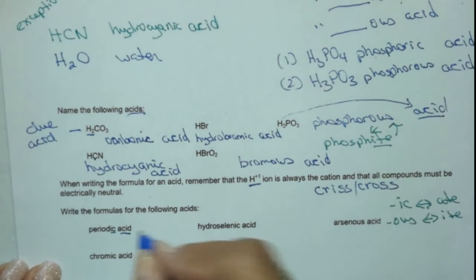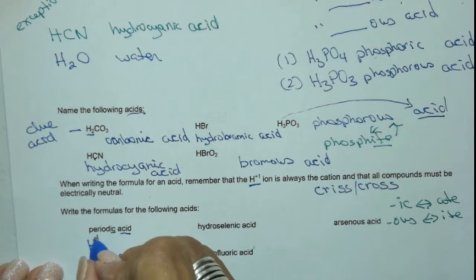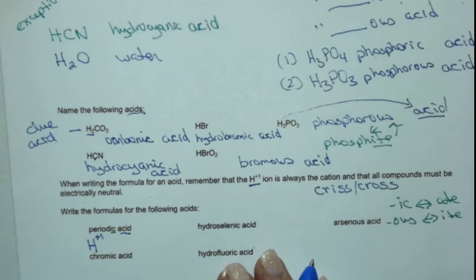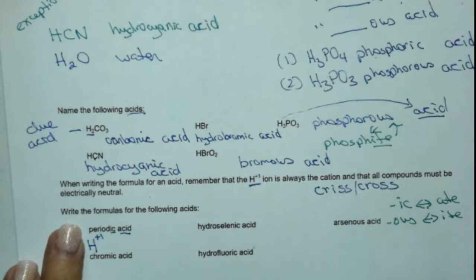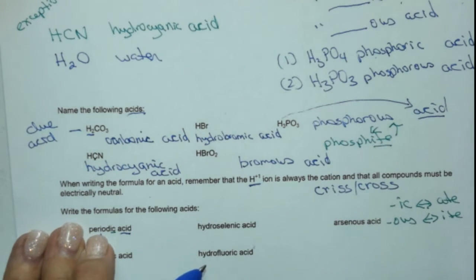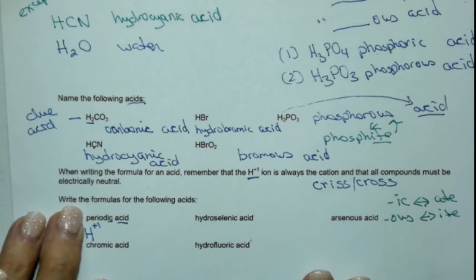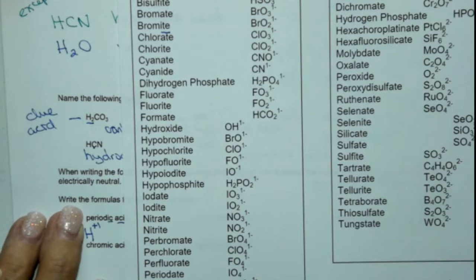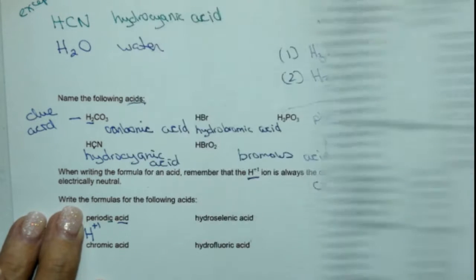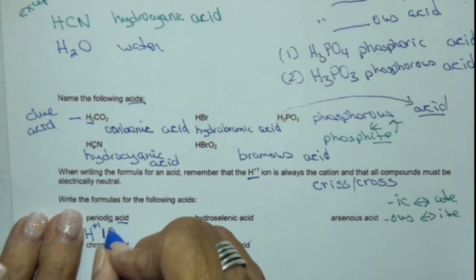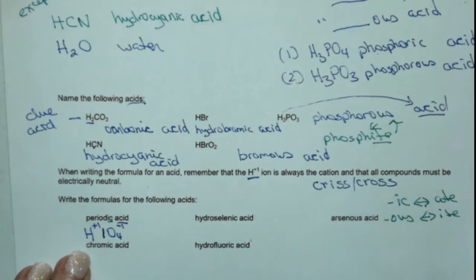So I see the word acid, so I'm going to write H. And I know hydrogen has a +1 charge. It always has a +1 charge. And I look at periodic. I do not see hydro. Therefore, I know this must be a polyatomic. So periodic, ic goes to ate. So this is periodate. So I'm going to start looking for periodate. Oh, right here it is, IO4 -1. So I'm going to write IO4 -1 crisscross.